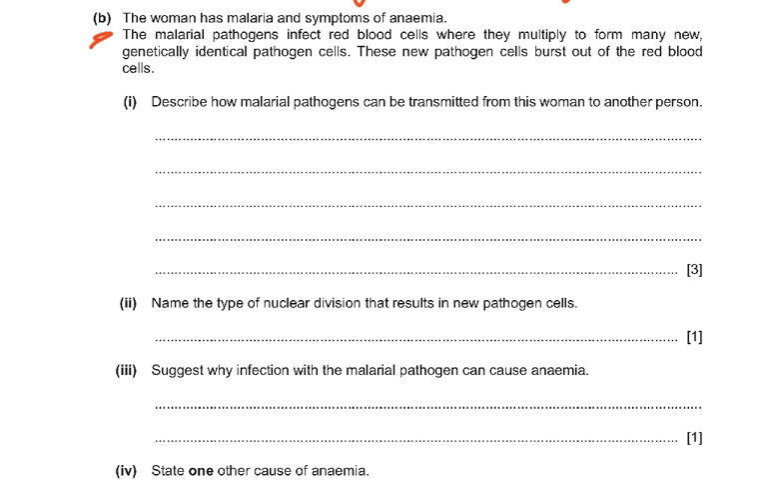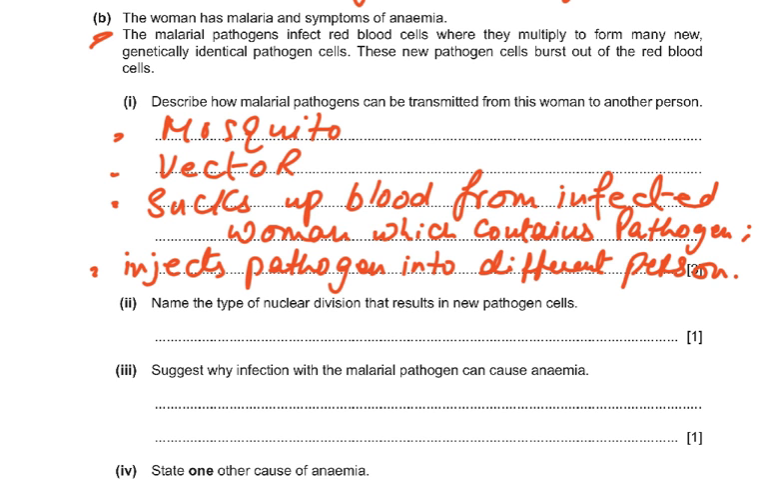It doesn't inject it, in fact, it's just passed out in the saliva. The saliva contains the pathogen, and it is a reflex of the mosquito to inject the saliva before it takes the blood, because the saliva contains an anticoagulant. But they don't expect you to give all that detail, but I expect you to understand all that detail. So you just come up with the basics. Mosquito vector sucks up the blood from the infected woman which contains the pathogen, and then injects this pathogen into a different person.